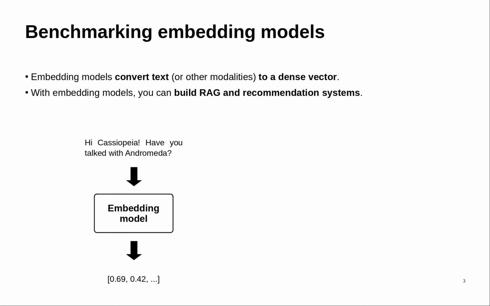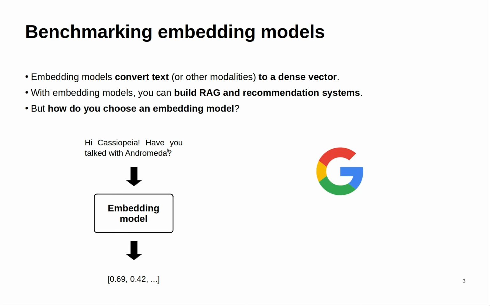Why do we use embedding models? We use them to build systems like Retrieval Augmented Generation and recommendation systems. The dense vectors that we get from the embedding model capture the meaning of the text. This allows us to build amazing search products. The big question is, how do we choose an embedding model?